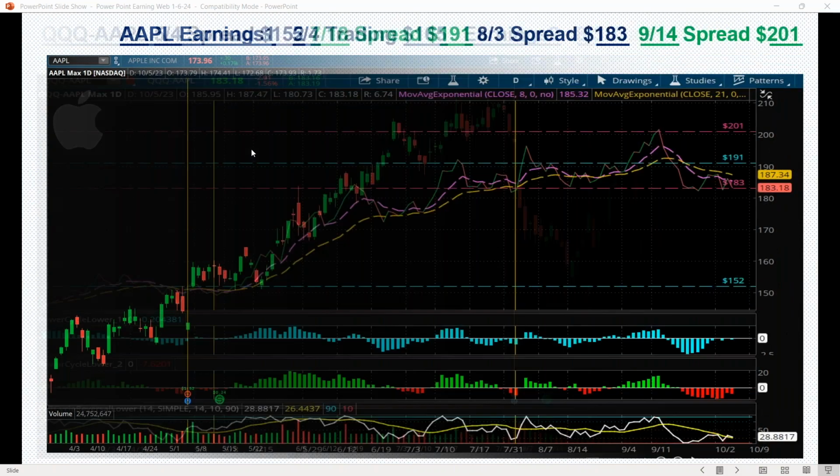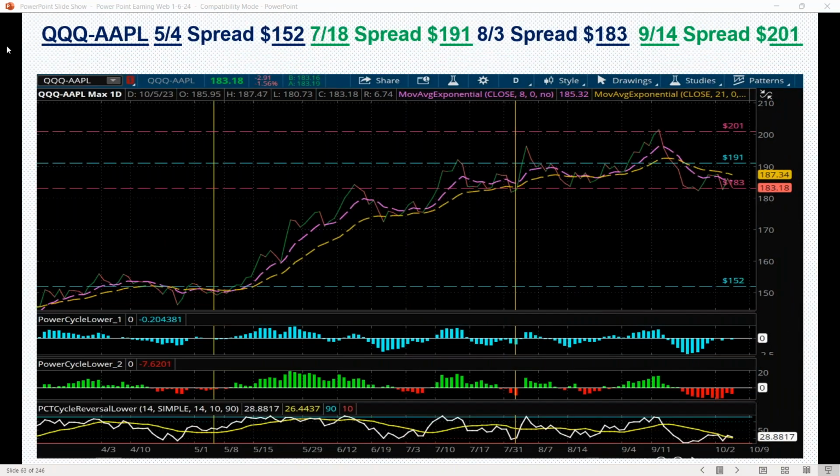So here's the spread on the next chart. When the earnings came out, Apple was right here. QQQ was trading $152 per share over Apple. So QQQ long, Apple short. The spread was 152. Now look what the spread did.